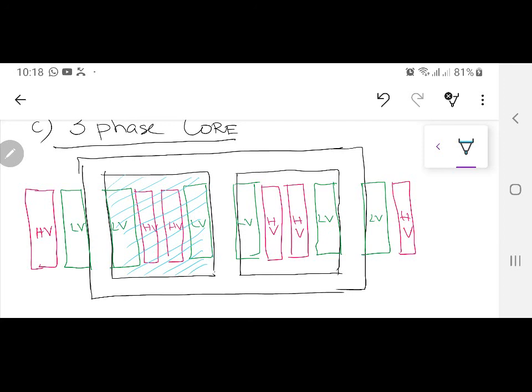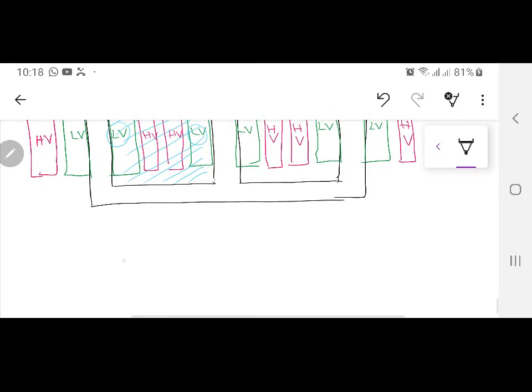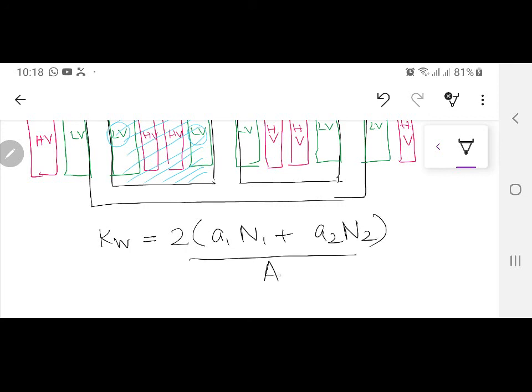Now this time the value of Kw will be different. Why different? Because here you are having LV number of turns for one phase which are equal to N1, and then this is the second phase, because this is the second phase on the second limb. So this time when you are going to do the Kw factor, so Kw factor this time it will be equal to 2 times A1 N1 plus A2 N2 divided by window area. Agreed? It will be 2 times.